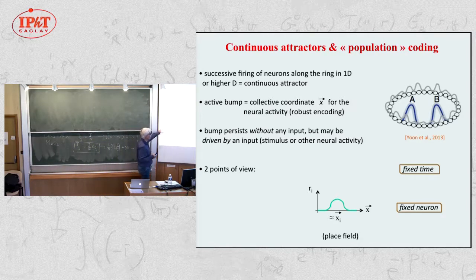So you can have 2 points of view: either at fixed time, as I said, you look at the population at any time and you see something, or if you have an electrode, you put your electrode somewhere here and you measure the activity, and then if you plot the activity as a function of the location of this collective coordinate, the location of the bump, you will see something like that. And that corresponds exactly to a place field. As a function of a coordinate, the neuron will be very active, or it will be completely silent for a fixed neuron. And this is what people see in experiments in the hippocampus. So that's why this model was used in the hippocampus.